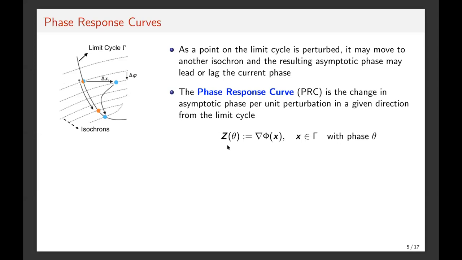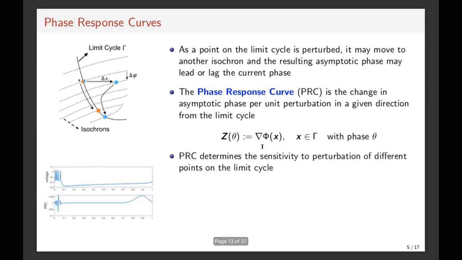The phase response curve, of course, can be defined for any point on the limit cycle. You make a perturbation on any point on the limit cycle, and you measure this phase difference, and this gives the phase response curve. Here I computed the phase response curve for Bernstein neural model for insect locomotion, for example.